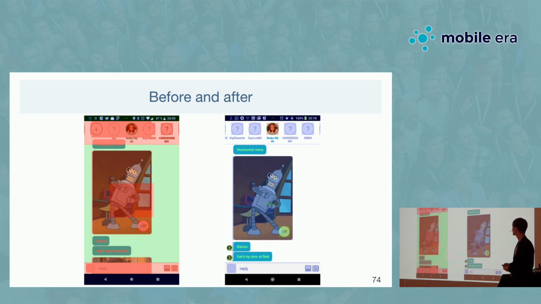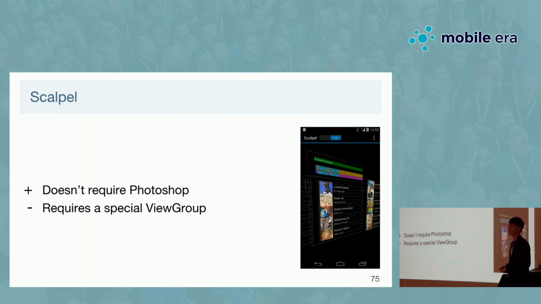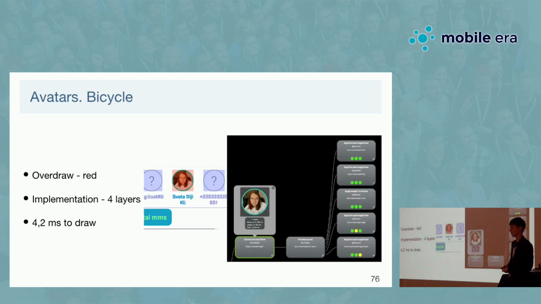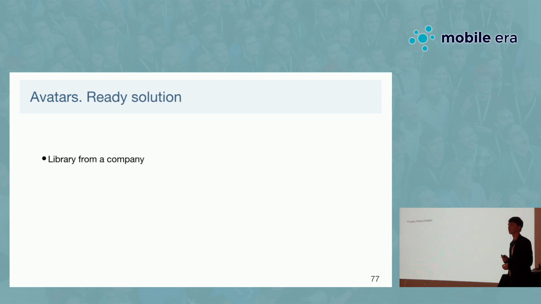However, here on top you can see that there is still one red view, and this view is the avatar. And initially, this was our custom implementation. It was red in overdraw. We had 4 layers of implementation because we needed to show a letter instead of an image and all of this stuff. And we thought, okay, let's see what other ways there are to do it. So we found some ready solution.